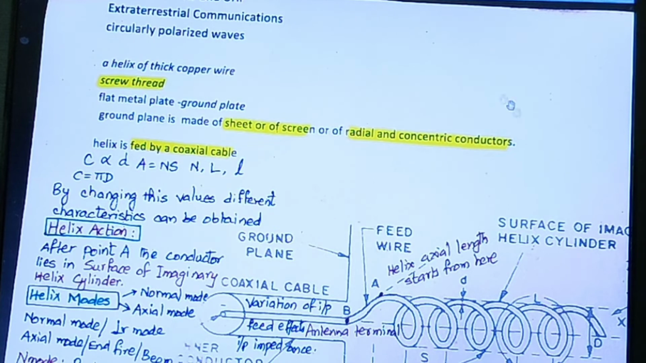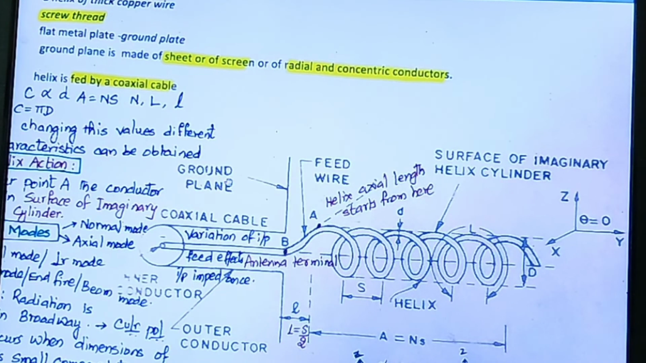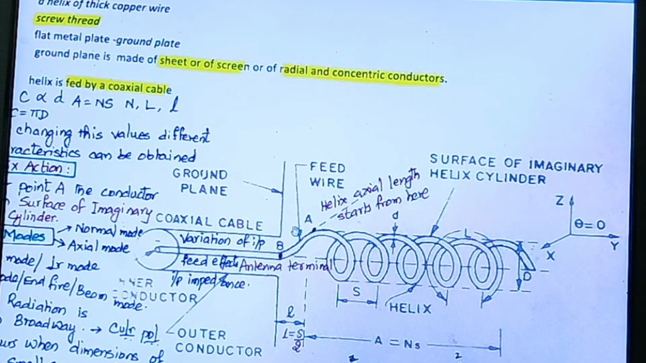Now let's come to the geometry of the helical antenna. A helical antenna comprises a helix of thick copper wire. This is the inner conductor, and it is structured in the form of a helix shape. Helix shape means a spiral shape, as I am drawing here. Now this is the inner conductor. The outer conductor of the helical antenna acts as a flat metal ground plate. This ground plane is made up of a sheet, a screen, or radial or concentric conductors.